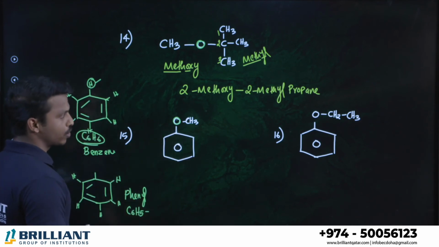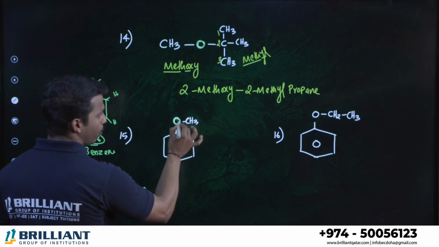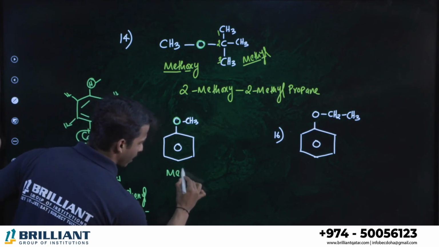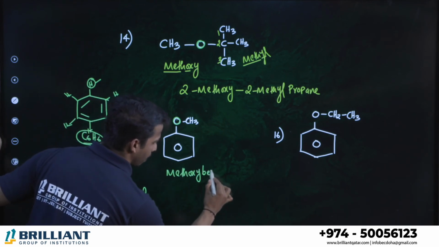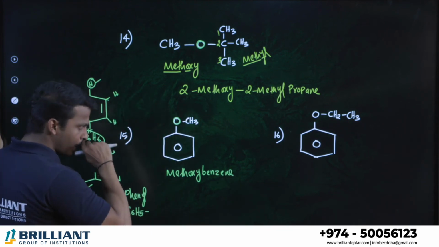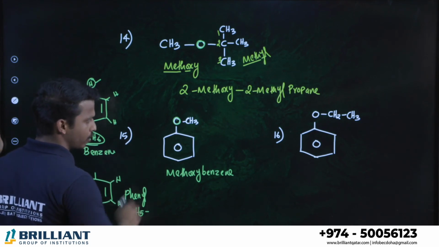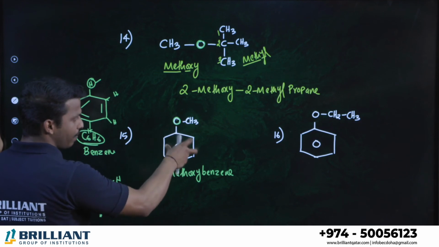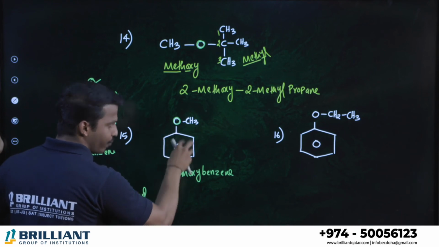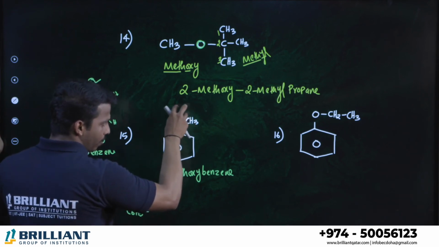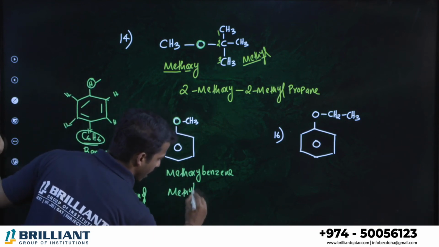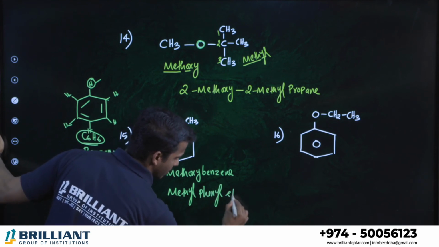So what is the name of this compound? You can see the methyl group with the oxygen is there, so we can call it methoxy, generally benzene. We can call it methoxybenzene. That is the IUPAC name, methoxy group on benzene, because there are only 6 carbons here. Or you can call the common name: this is the methyl group, and as I told you, this is the phenyl group. We can call it methyl phenyl ether. That is the common name.